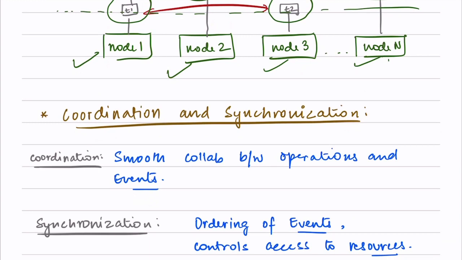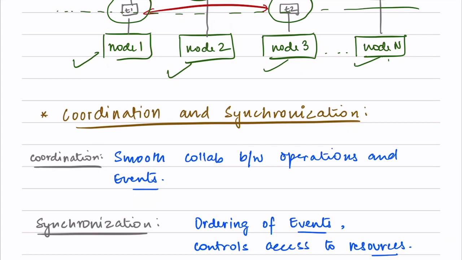What all operations are happening, like you are sending a request, then it is being processed, and then it is being saved, or then the response is being sent. All those operations and events should be smooth. There should be coordination between the services you write, and similarly there should be synchronization and ordering of events. The access to resources should be controlled.